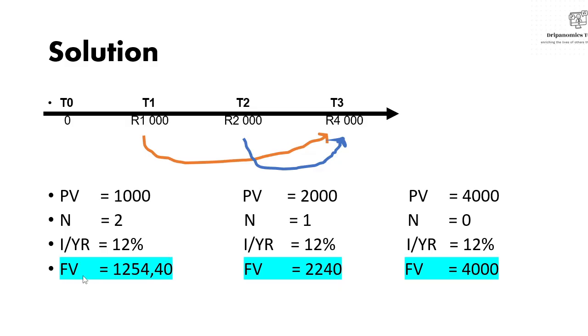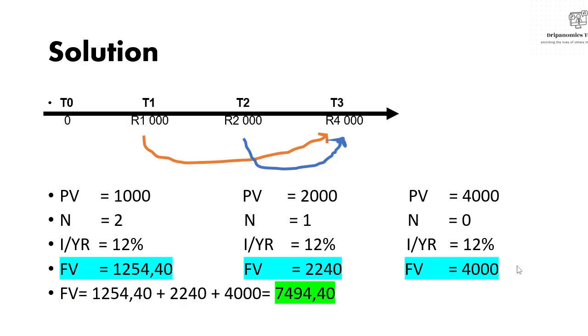Your future value would be 1,254.40. Here for T2, 2,000 rands PV and n of 1, interest 12%. The future value would be what? Would be 2,240. And then for T3, PV 4,000 and n of 0 because it's in the same year. Interest 12%. Your future value will be 4,000.